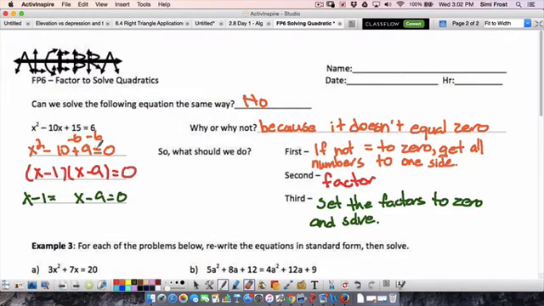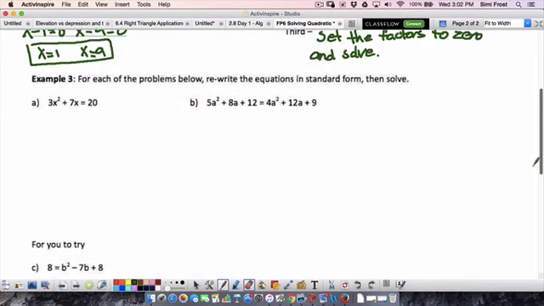And after you've done this a few times, you'll probably be able to do this part in your head, at least when it's just simple factors like this. But my x is going to equal 1 or 9. Okay, so I'm going to do a couple and then I'm going to leave one for you to try.